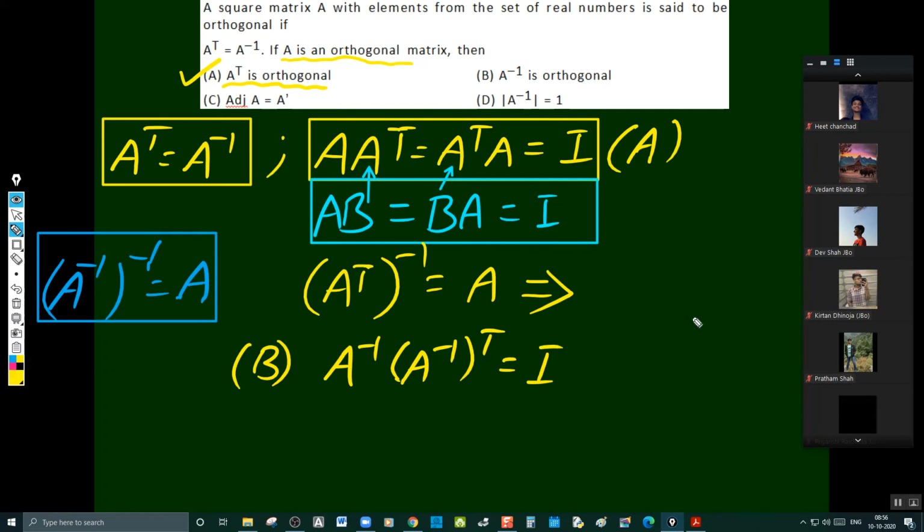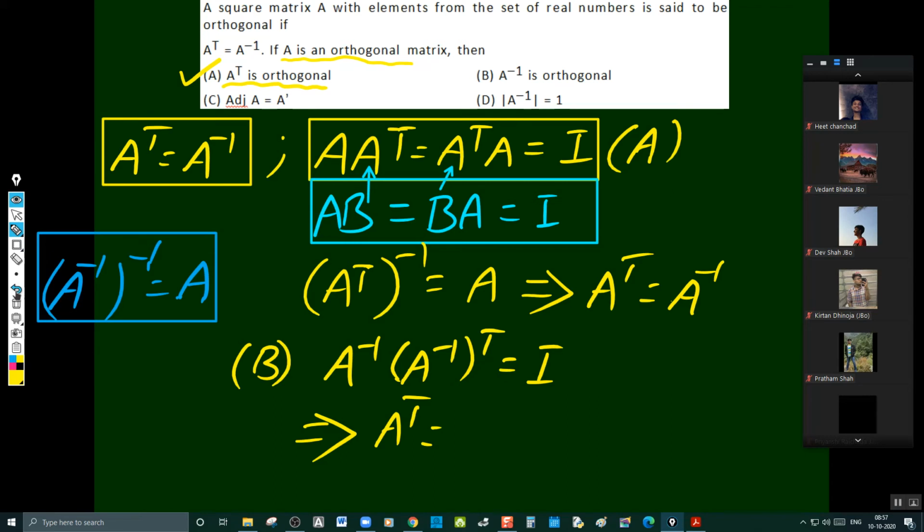So, A transpose whole inverse is equal to A. And obviously, taking inverse on both sides, A transpose is equal to A inverse. That is given very much. From that only we wrote this. So what happens? Instead of A inverse, you can write A transpose, whole transpose. Obviously, what happens? A inverse is also orthogonal. Do you understand what I'm saying here? Please. Yes. So instead of A inverse, you write A transpose.